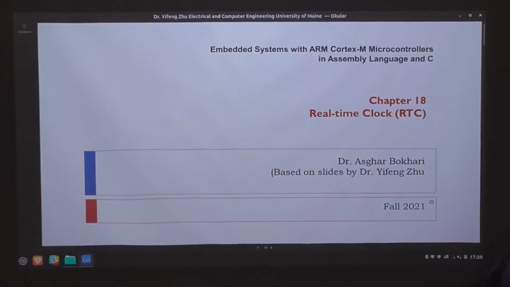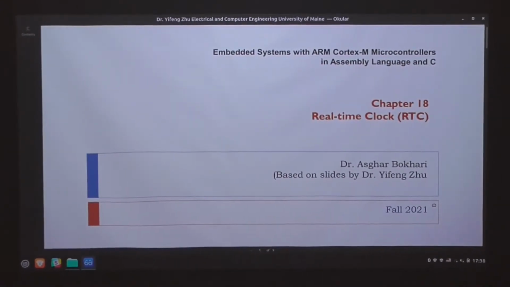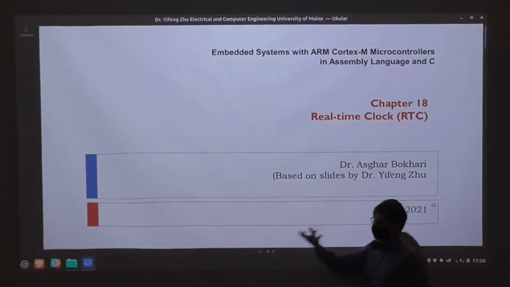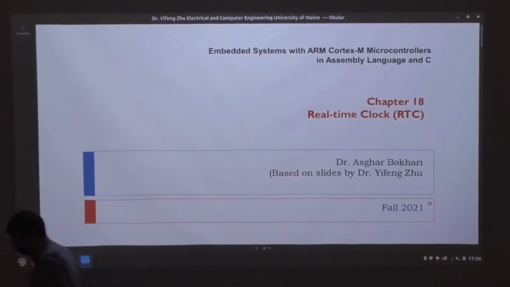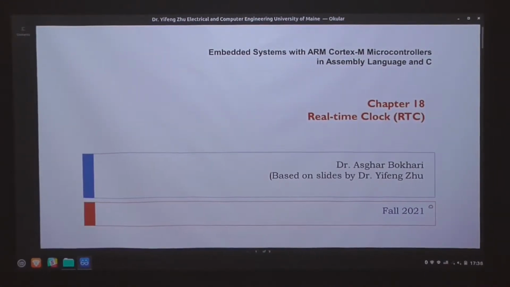So what is a real-time clock then? You can probably sort of gather what it is by this point. But it's an IC that keeps track of quote-unquote real time.